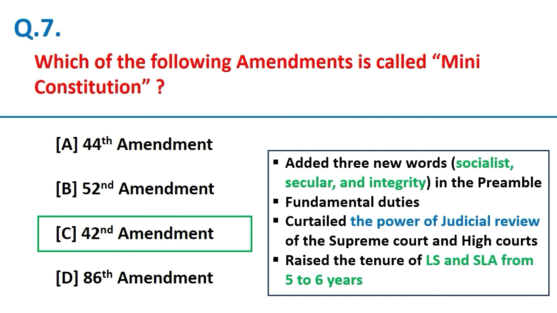by this amendment act. These are some of the important points that were amended by the 42nd Constitution Amendment Act. It added 3 new words in the preamble of the constitution. They are socialist, secular and integrity. It added fundamental duties for citizens of India. It curtailed the power of judicial review of the Supreme Court and High Courts. It raised the tenure of Lok Sabha and State Legislative Assembly from 5 to 6 years. These are some of the important points about 42nd Amendment Act.